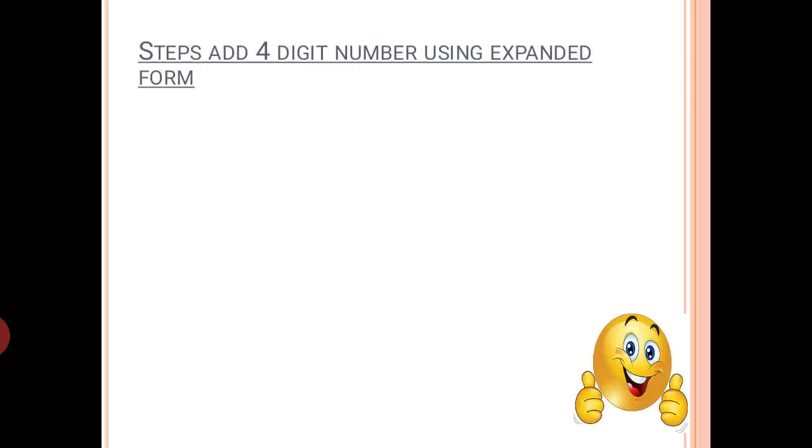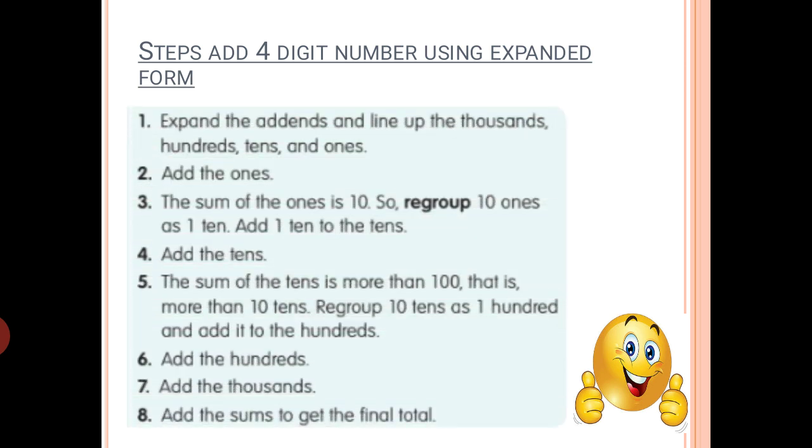Now we'll be seeing what the steps are to add 4-digit numbers using the expanded form. Just now we have seen how we can add numbers using expanded form. So let's see what steps we have followed. The first one is to expand the addends and line up the thousands, hundreds, tens and ones. It means just the expanded form. We have written the numbers in the expanded form of thousands, hundreds, tens and ones.